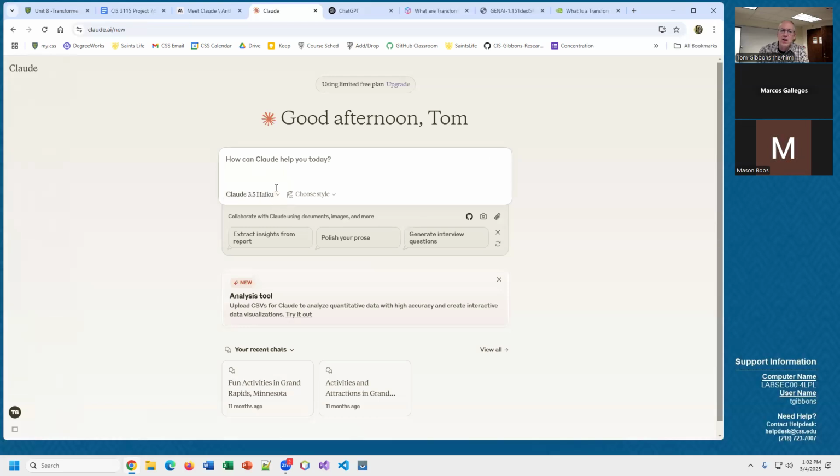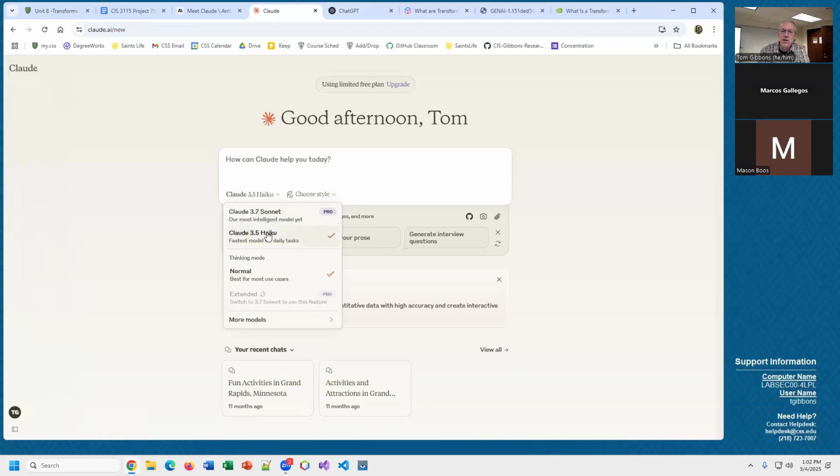Here, under "How can Claude help?", down here you can choose the model. As a free user, I can usually choose either one of these. But right now, because it's the middle of the day, Sonnet seems too busy, and I don't have a paid model.